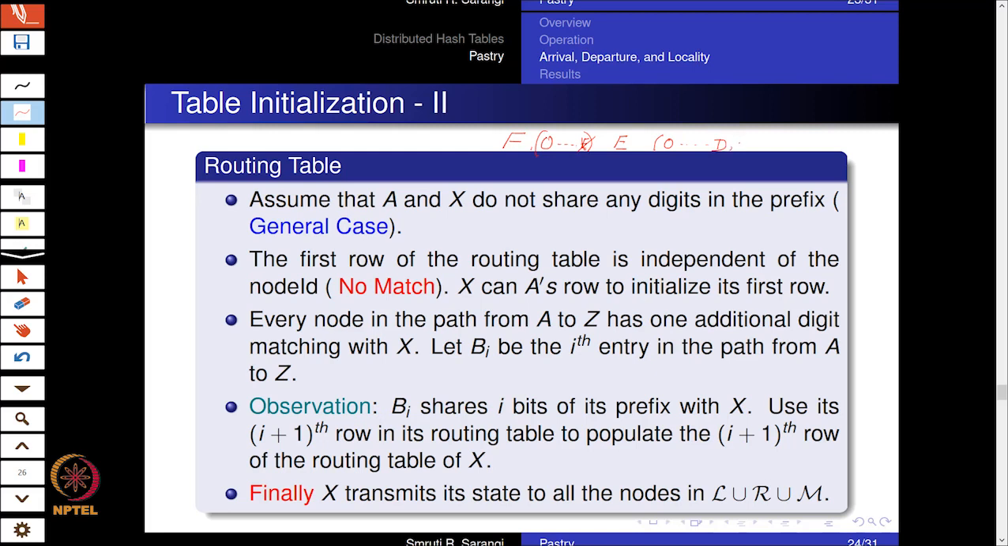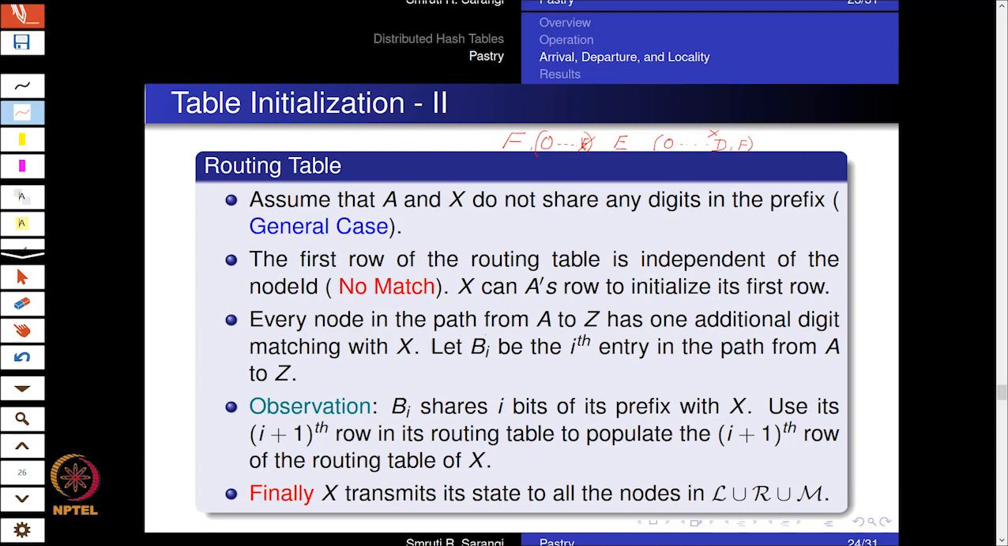And the node whose ID's first digit is F, that is actually node A, and that can be added to the routing table of X. Alright. So what X can do is, it can take the first row of the routing table of A, make a minor modification as was just discussed, and populate its own routing table.